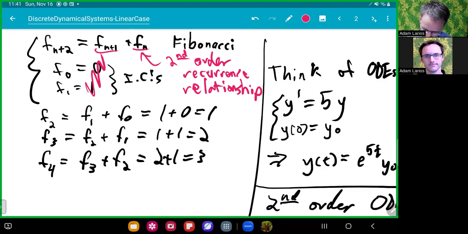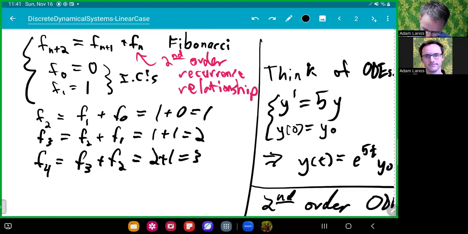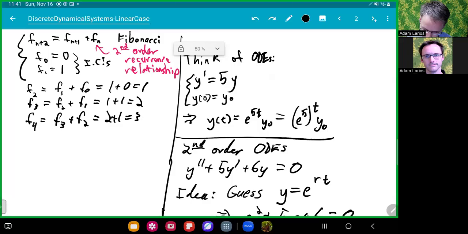That is, suppose somebody didn't tell me these initial data and just said, okay, well, Fn is 17 or something. What's the next? I need more information than that, right? I need to know the previous two pieces of information. So this second order recurrence relationship might remind us of a second order ODE in some way.